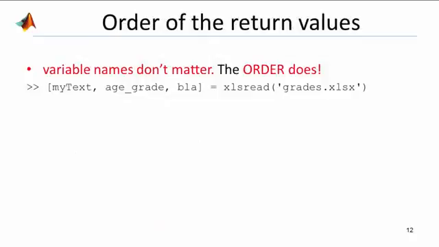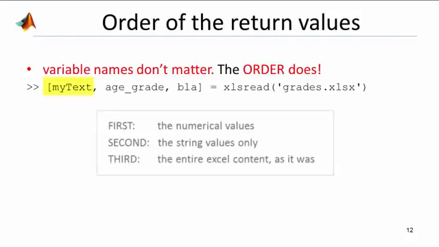The order of the return value is very specific. While your variable names don't matter, the order in which we write them is very crucial. In this case, I by mistake flipped the first 2 variables. My text is first, Asian grade is second. And the third one, I even called it randomly blah. That doesn't make a difference to how the values are returned. The first return value will be the number. I, as a programmer, picked to have it called my text, but that will make absolutely no difference. My text will have the numerical values.